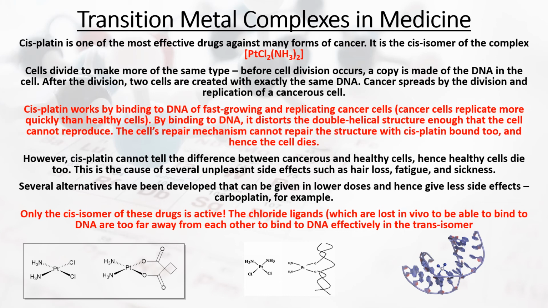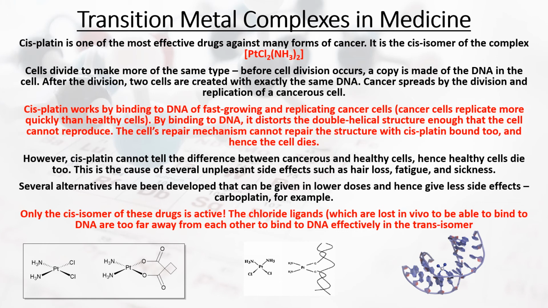Now if we go back to cisplatin, it's actually only the cis isomer that is active as a drug. The transplatin, where we have the chlorine groups 180 degrees to each other, actually isn't active. And the way that this works is how cisplatin works. So cisplatin goes into the body. The chlorine ligands get lost to start with. So in the body they get lost and they get replaced by water molecules. It is then these water molecules that get replaced by binding to DNA.